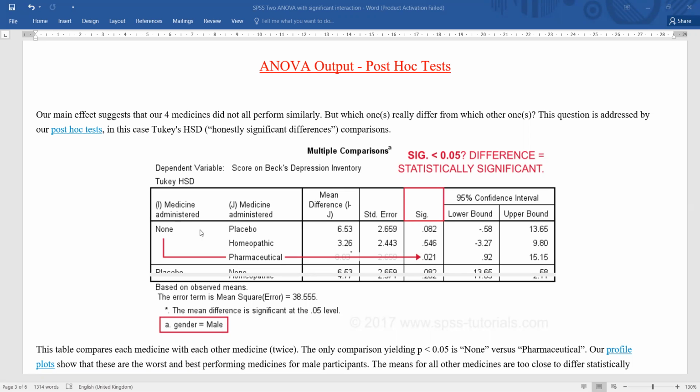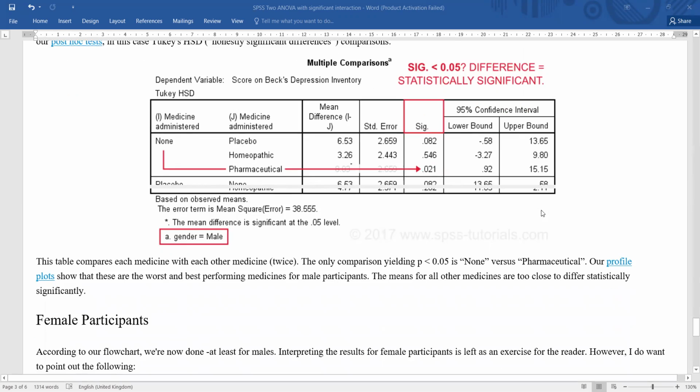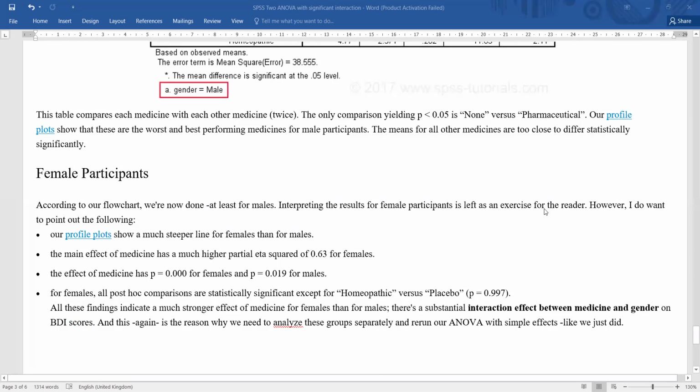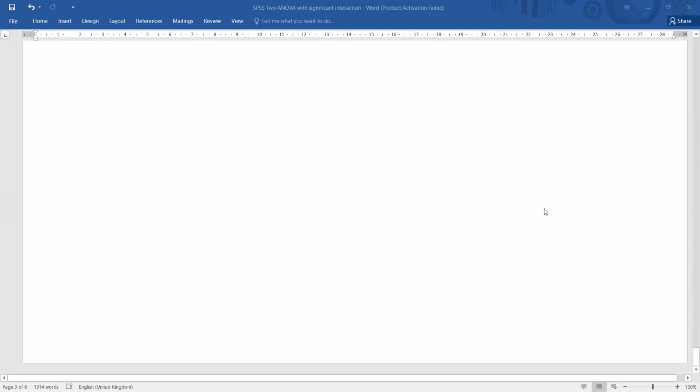So homeopathic medicine has no significant effect on controlling the depression. Placebo has no effect on controlling the depression, but the pharmaceutical medicines have a significant effect on controlling the depression. This is for females. Now you have to run it for the males, and then you have to analyze the output separately for the males. That's all for this analysis.